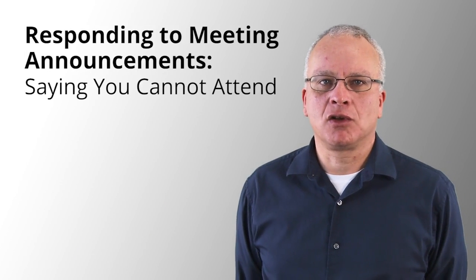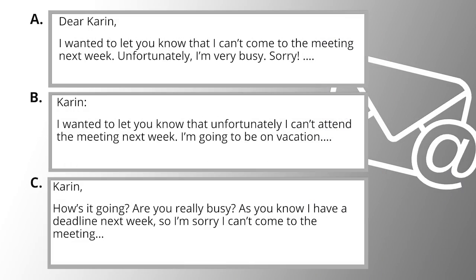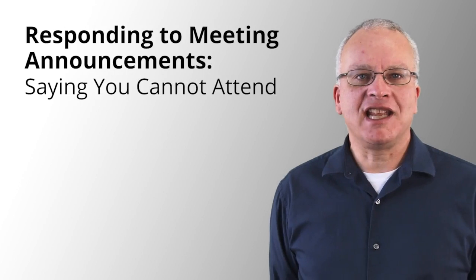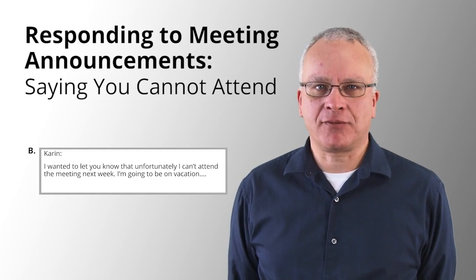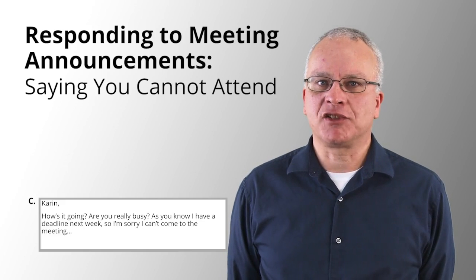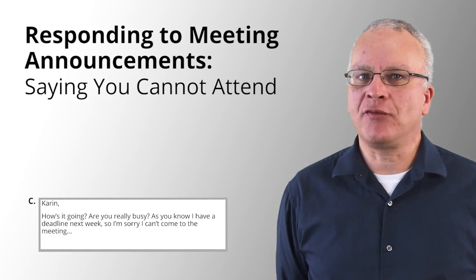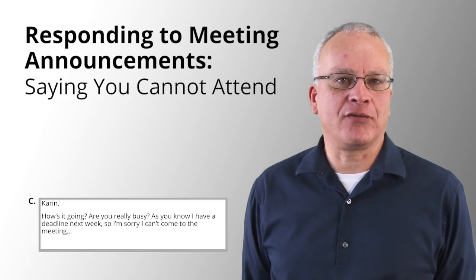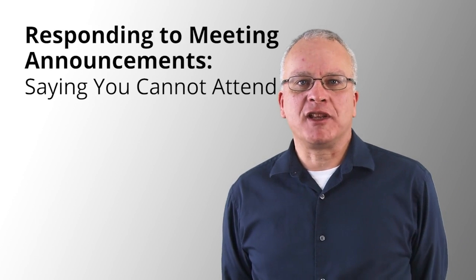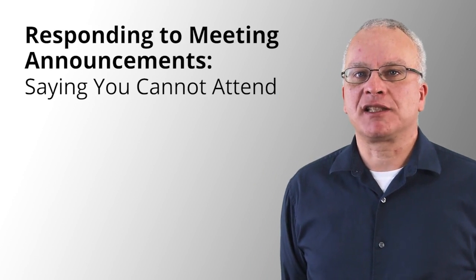Read these 3 emails. Which do you think is the best one? Email B is the best one because it gives a specific reason. Although email C gives a specific reason, it doesn't give the important information that the writer cannot attend the meeting in the first sentence.